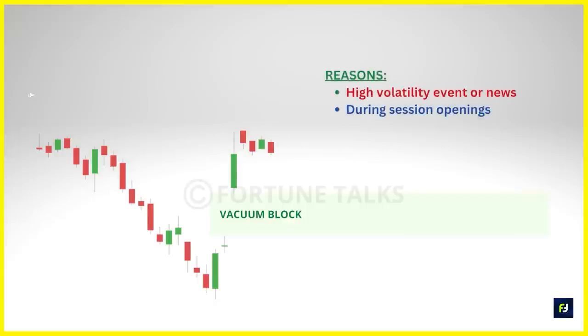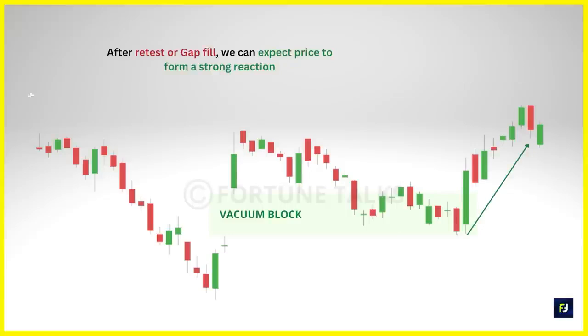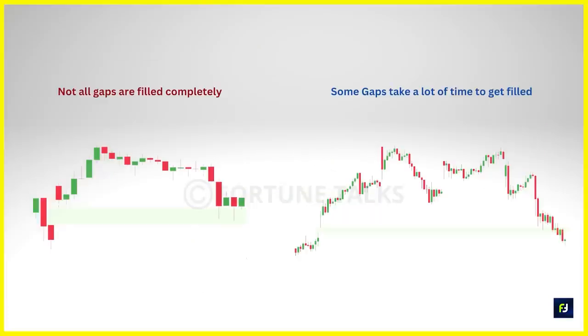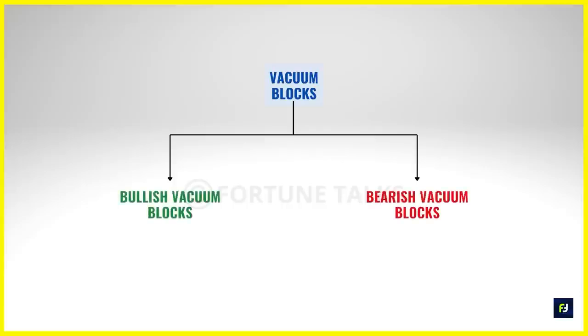These are formed as a result of any high volatility event or news or even during session openings. Most experienced traders would monitor these areas as they can act as magnets for future price action. So when the price revisits or retests these zones, it can trigger a strong reaction, either continuing the initial trend or reversing it. The price revisits this vacuum block to fill the inefficiency in price action. But keep in mind that not all gaps are filled completely, and some gaps take a lot of time to get filled. Vacuum blocks are also classified into two types based on their formation. These are bullish vacuum blocks and bearish vacuum blocks.